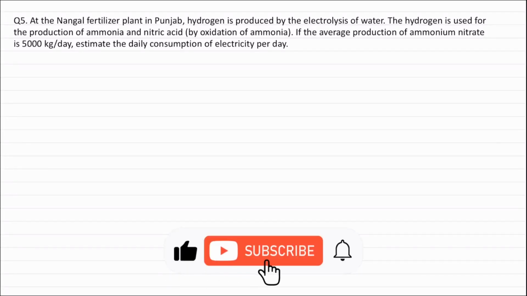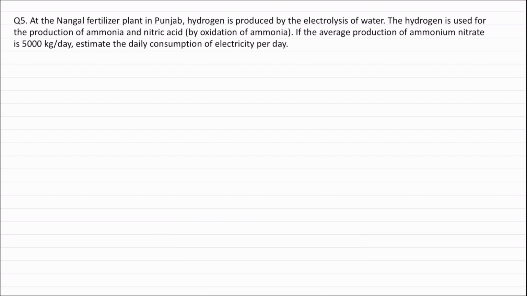Question 5. At the Nangal fertilizer plant in Punjab, hydrogen is produced by the electrolysis of water. The hydrogen is used for the production of ammonia and nitric acid by oxidation of ammonia. If the average production of ammonium nitrate is 5000 kg per day, estimate the daily consumption of electricity per day. The average production of ammonium nitrate is 5000 kg per day, or it can also be written as 5000 × 10^3 grams per day.